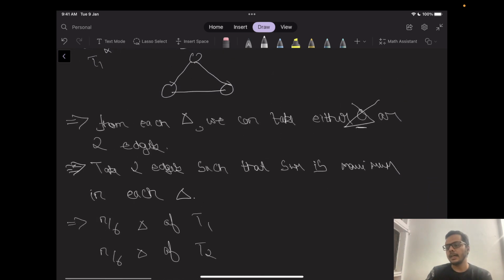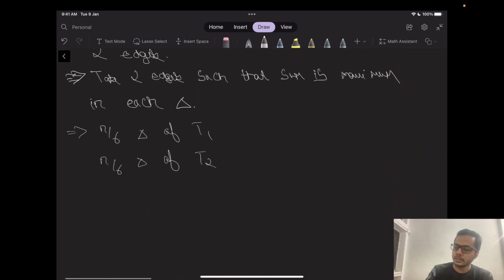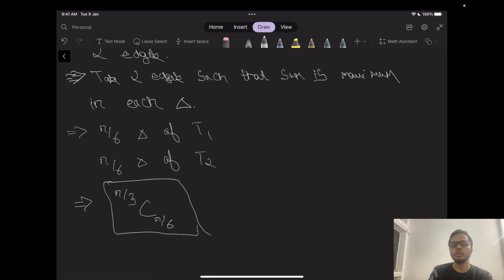But here's the catch: we can't just say that our answer is equal to n over 3 choose n over 6. It is quite tempting to think that the answer is going to be this because all we need to do is we need to choose.